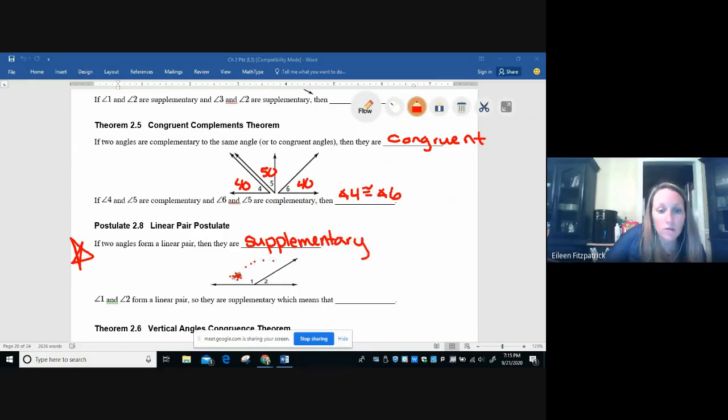Angle 1 and angle 2 form a linear pair. Remember, a linear pair is adjacent angles next to each other that are also supplementary. So angle 1 and angle 2 form a linear pair, so they are supplementary, which means that the measure of angle 1 plus the measure of angle 2 equals 180 degrees.